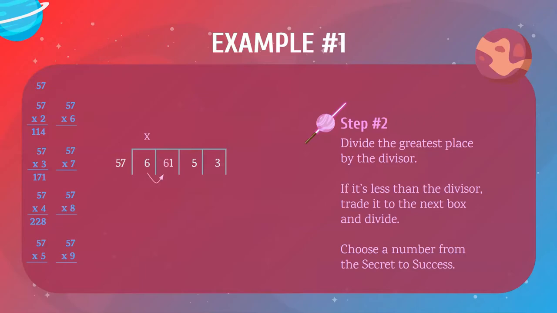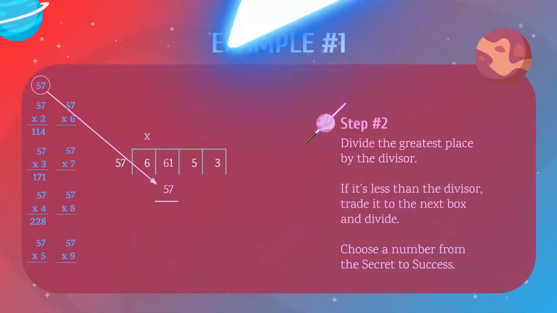Now, we're not just moving the 6 over. Really, we're trading 6 thousands for 60 hundreds. And when you move that over, combine it with the 1 that was already there, we now have 61 hundreds. So it looks like on my secret to success, 57 is the one that comes closest to 61. So that is the number that we will subtract.